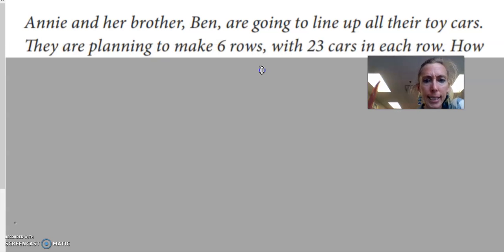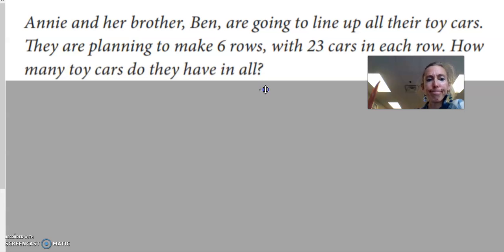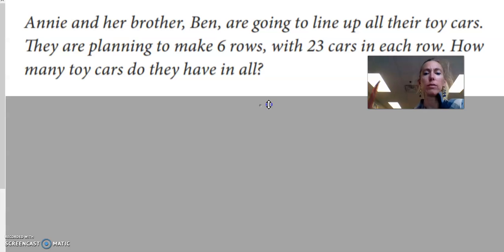They're planning to make 6 rows with 23 cars in each row. Wow. Yep, that's a lot of cars. That's not just 23 cars. That's 6 rows of 23 cars in each row. Here's the question. What is it going to be? How many toy cars do they have in all? They don't just have 23. They don't just have double 23. They have 6 rows of 23.